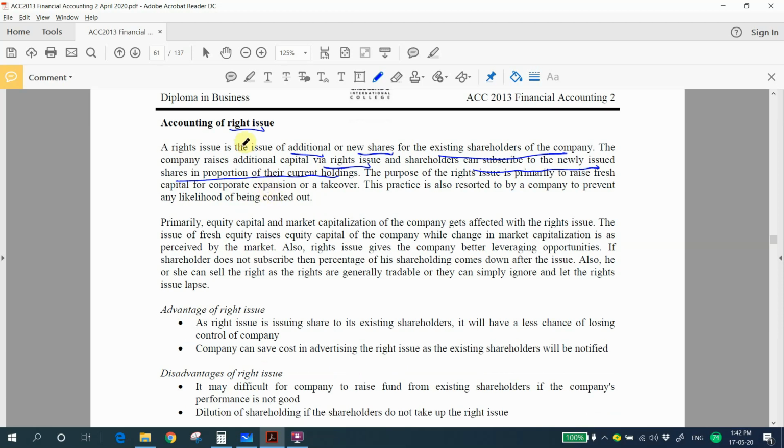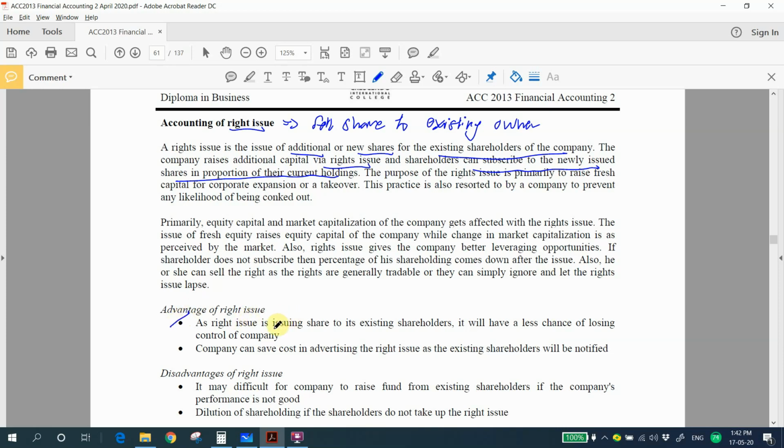So what are rights issues? Rights issues basically is selling shares to existing owners. You sell the company shares to the existing owners, it means the current owners in the company. So what are the advantages of rights issues?